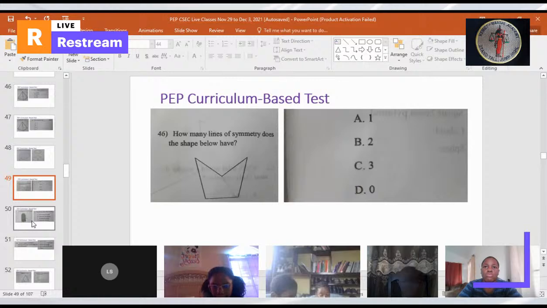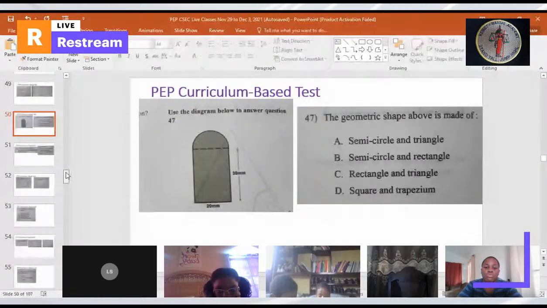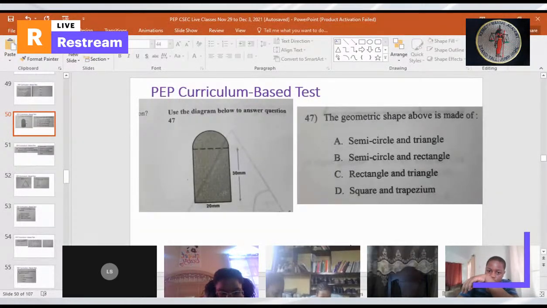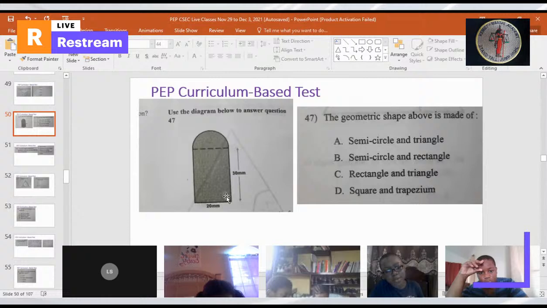Number 47. Use the diagram below to answer question 47. We have a rectangle with a semicircle. So the geometric shape above is made of a rectangle and a semicircle, which would be B: semicircle and rectangle.